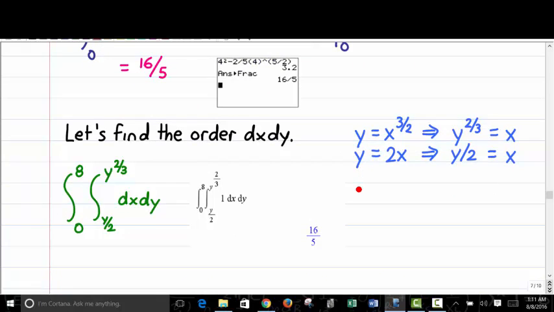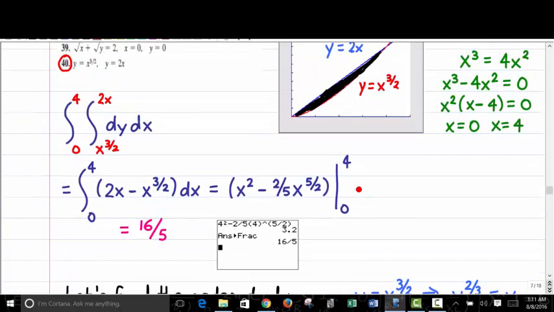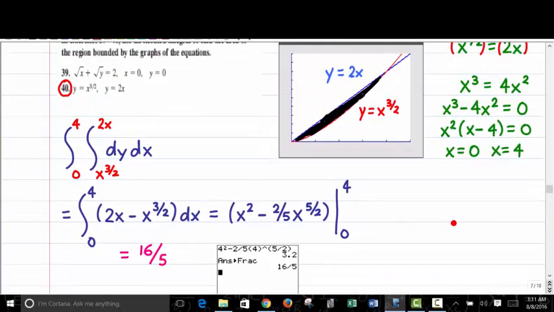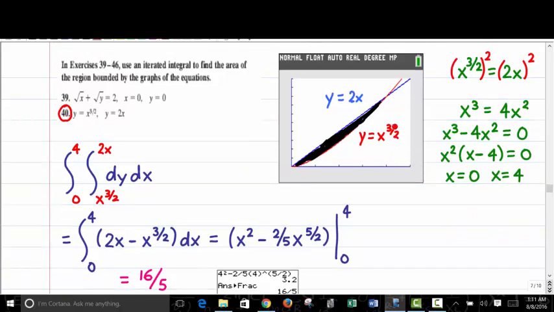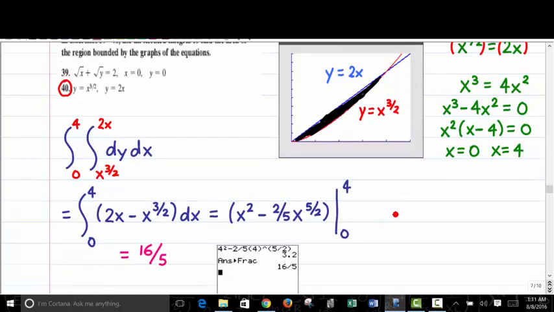And then we go lower to upper, which will be 0 to 8. The reason why I know it's going to be 8 is because when x is 4, 4 raised to the 3/2 power, square root of 4 is 2, 2 cubed is 8.